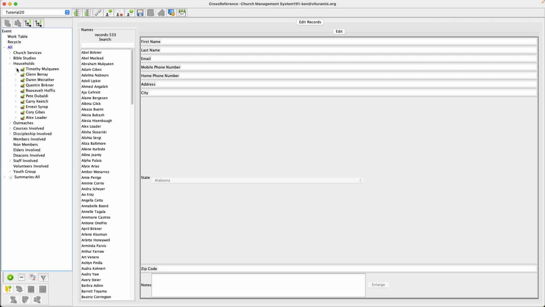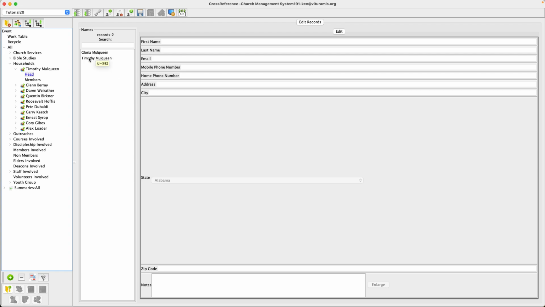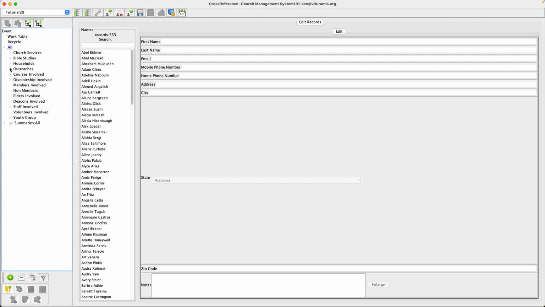We establish a household with the name of the head of the household. You could do it by address or whatever you want to name this group. But the head of the household has the parents as head of the household, and then members of the household are the children that are involved in the household. Now, the important thing about this particular group is that when a member of the head of the household has their address changed, it carries on over to the members. And that makes it much easier to maintain addresses in CrossReference.